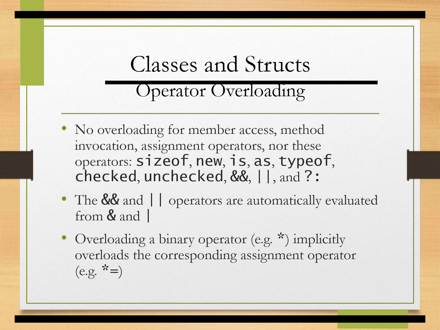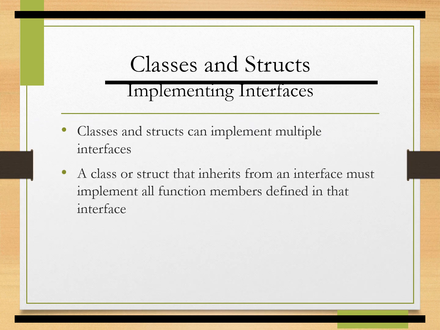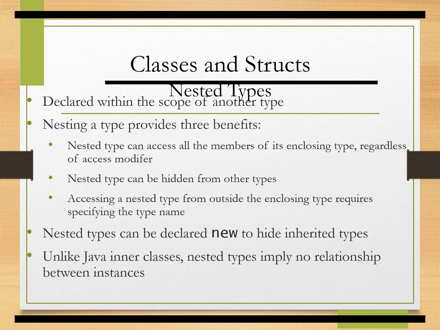If you use the address of another variable, the operators are automatically evaluated. The operator overloading is the main example of the program. With conversion operators and implementing interfaces, the class or the structure that implements an interface must implement all functions and members defined in it. If the interface has a conflicting method, you just use explicit interface implementation.